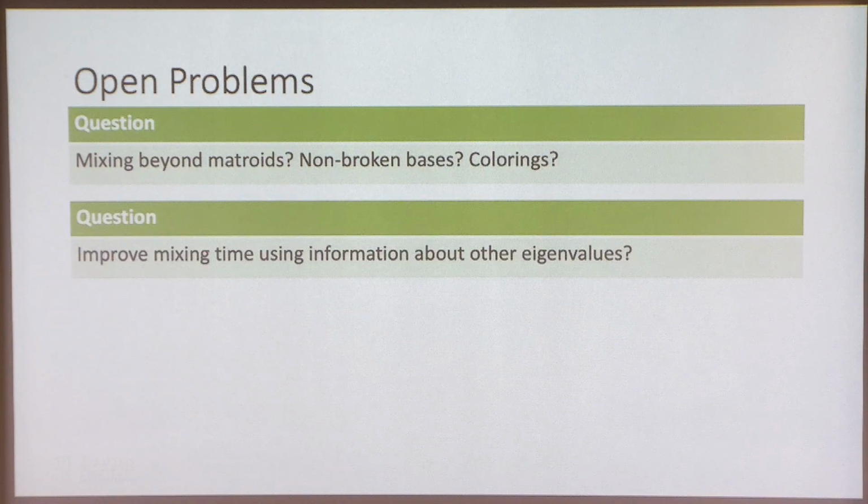Another question is that, so far what I've shown you in the talk is that we bound the second largest eigenvalue, but actually all of our inequalities allow you to bound every eigenvalue of your transition probability matrix. But so far we haven't used any of that information. So another question would be, could you improve the mixing time if you leverage information about all the other eigenvalues and even eigenvectors, for example?